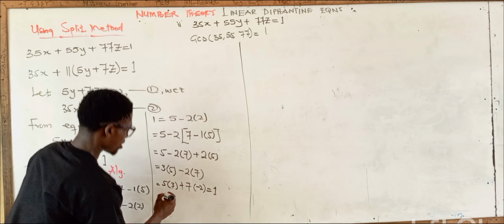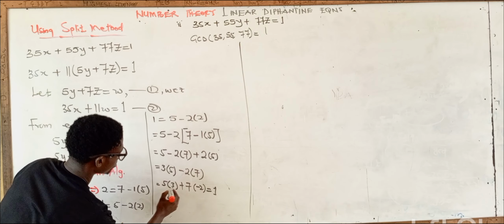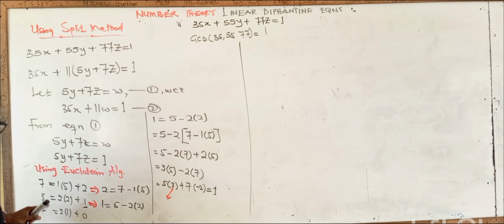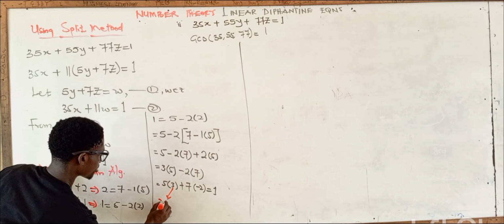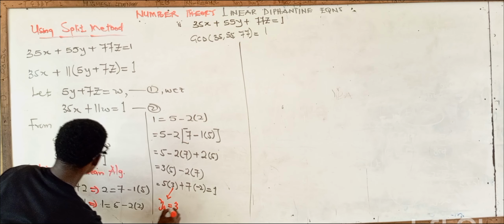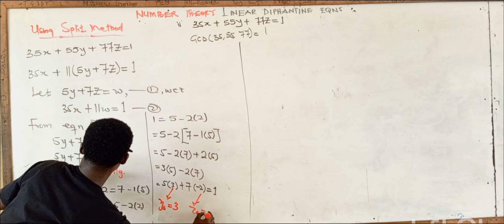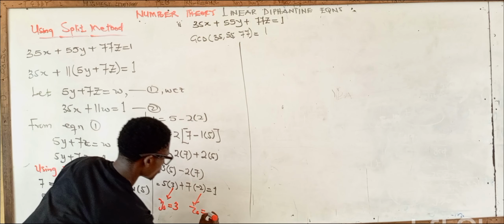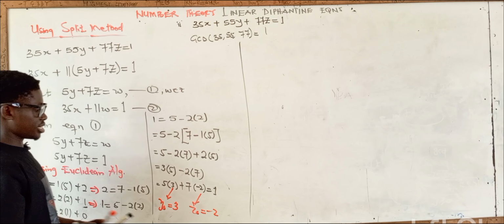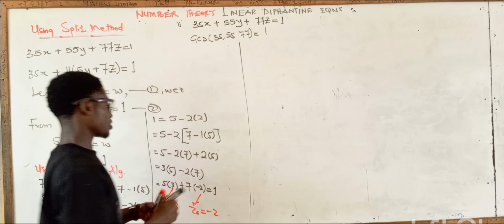So once you get this, we have 3 and then negative 2 is equal to 1. So from here, we can say that our y naught is equal to 3, and then our z naught is equal to what? Minus 2. So this is the particular solution. Let's look at the general solution.